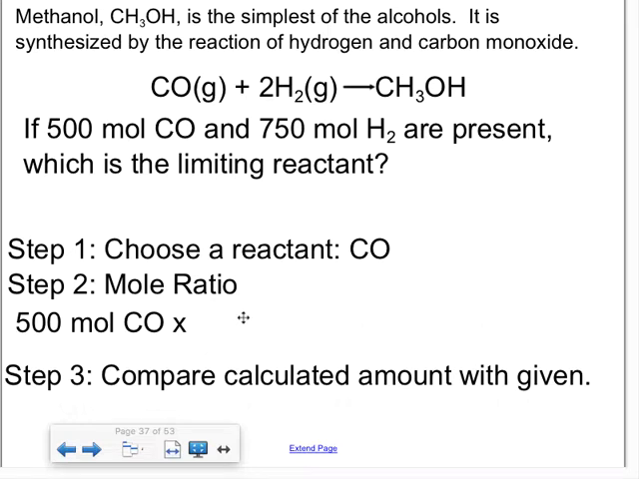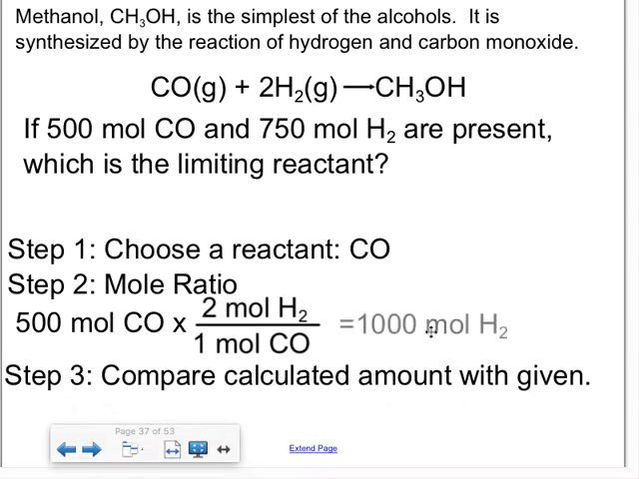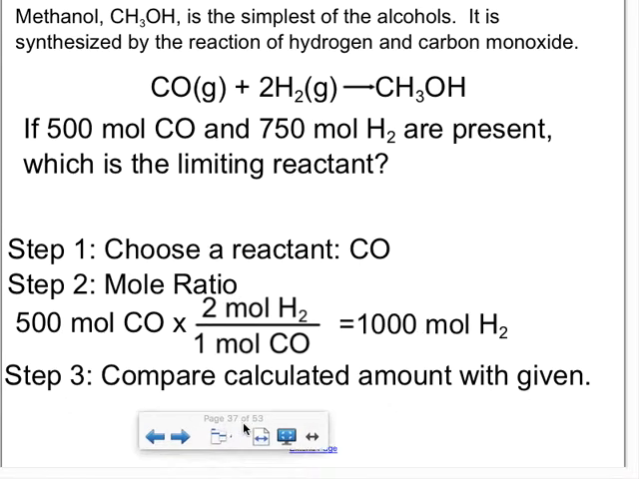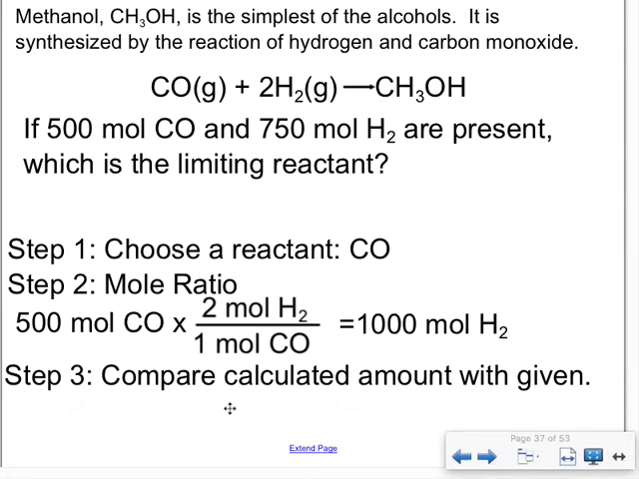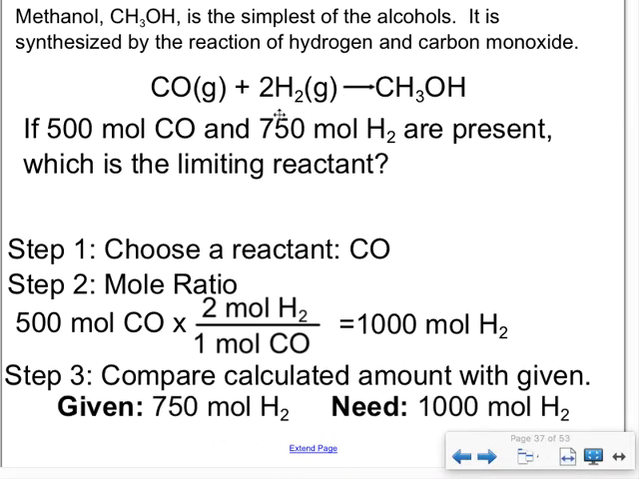Step two, you're going to use the mole ratio. So CO is going to be on the bottom. It's going to be 1 mole CO on the bottom. I'm going to hydrogen gas. It's going to be 2 moles on top. 500 times 2 divided by 1, 1,000 moles of hydrogen gas. Third step, compare the amount that you need with the amount that you were given. So I was given 750 moles of hydrogen gas. I need 1,000 moles of hydrogen gas. Crap, I'm short. So hydrogen gas is my limiting reactant.